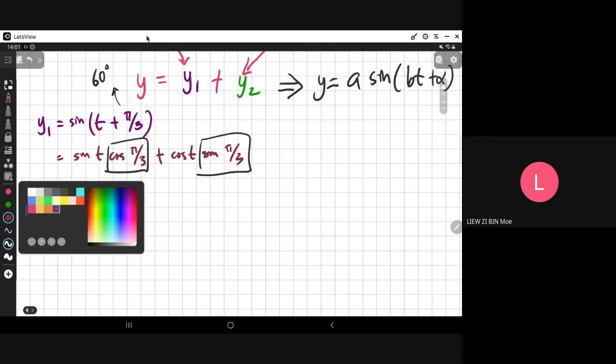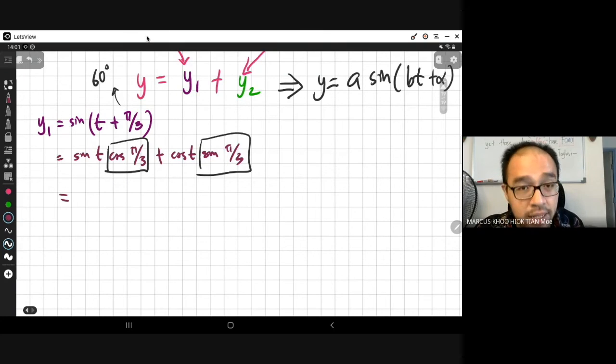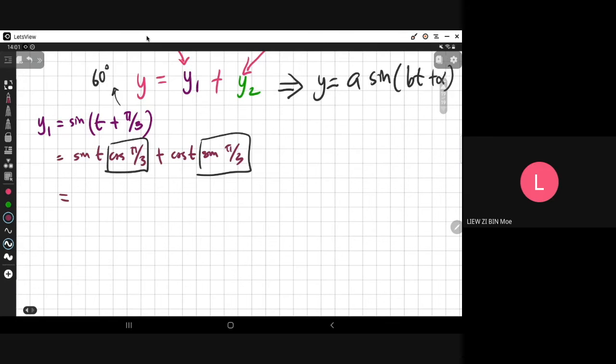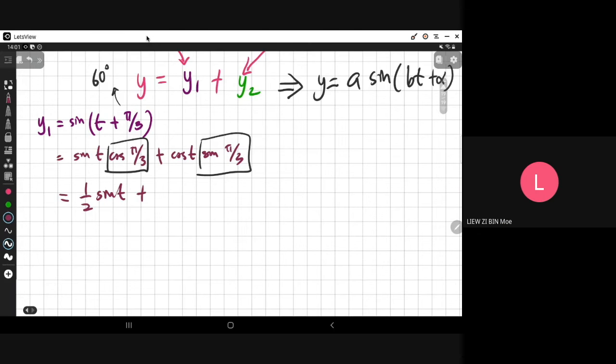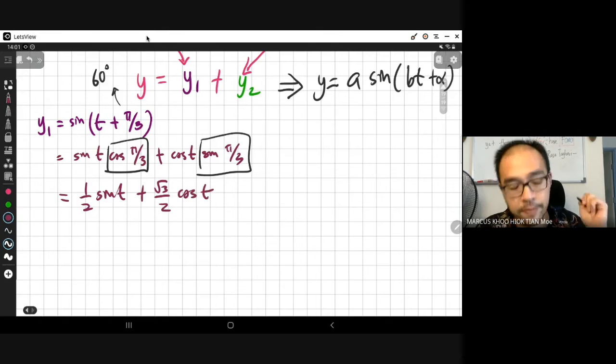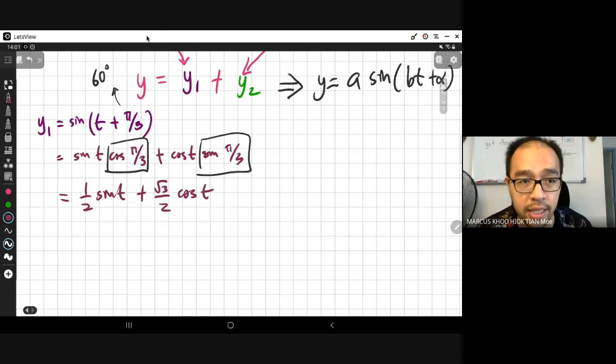Okay, so cos 60 is how much? 1/2. So this will be half sin t. And sin 60? Square root 3 over 2. Okay, square root 3 over 2 cos t. Let's leave it as it is. Thank you, Liu. All right, let's go to y2.